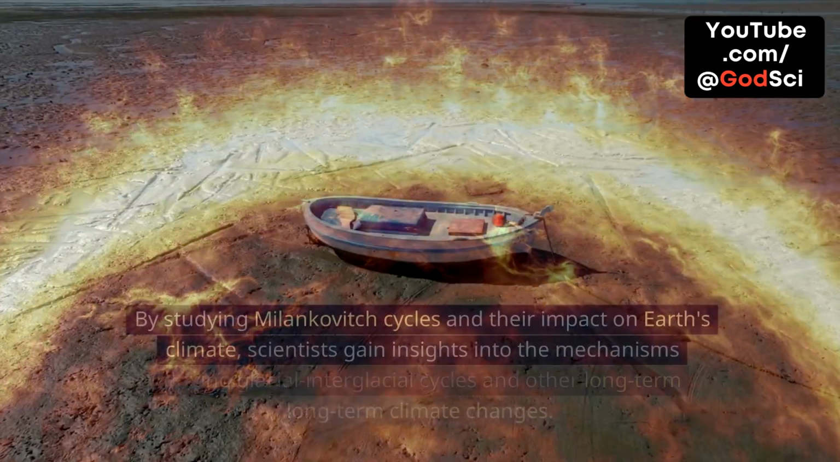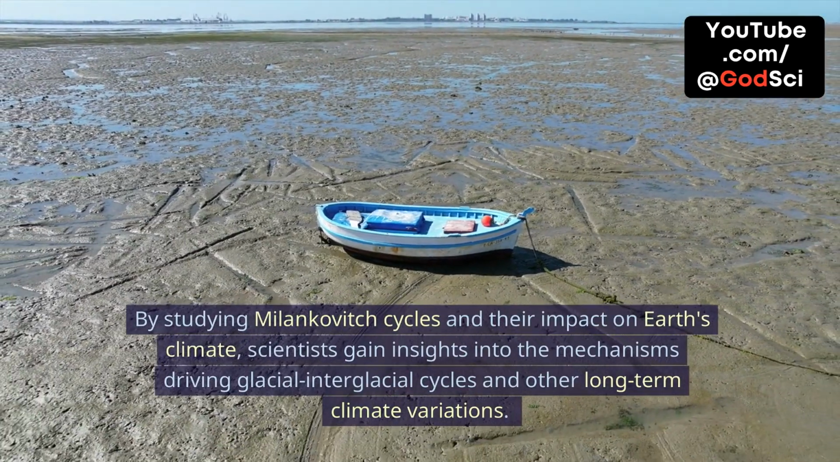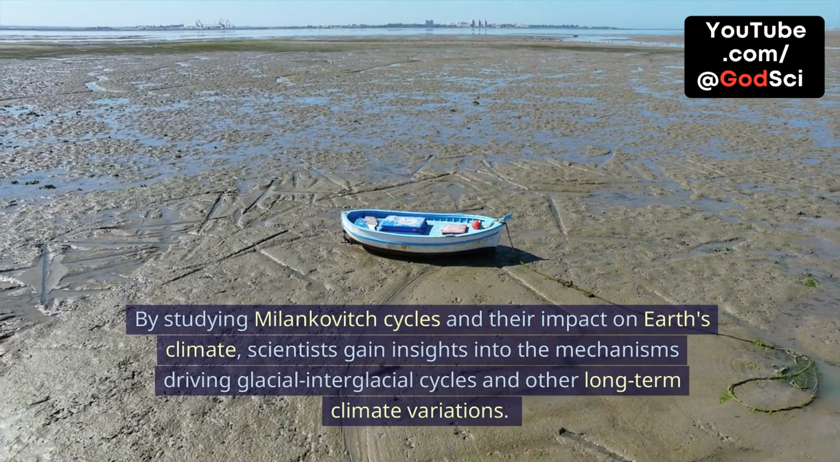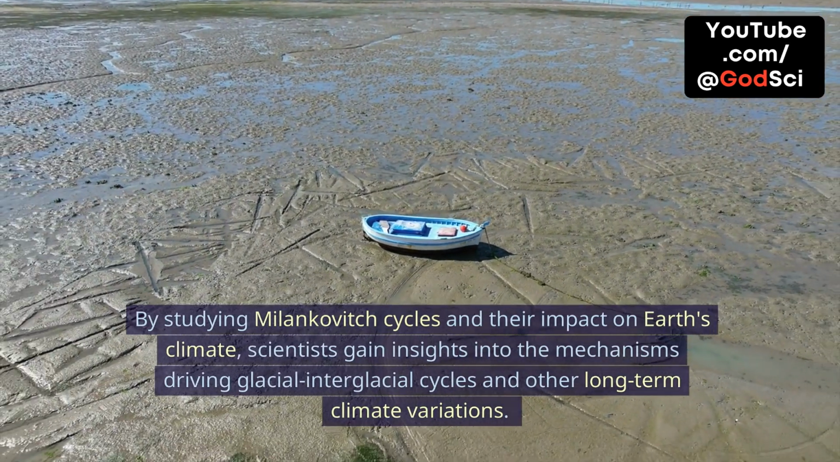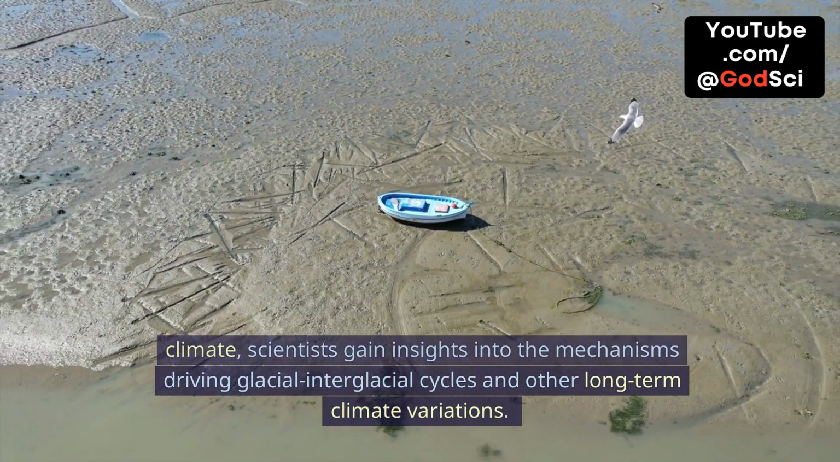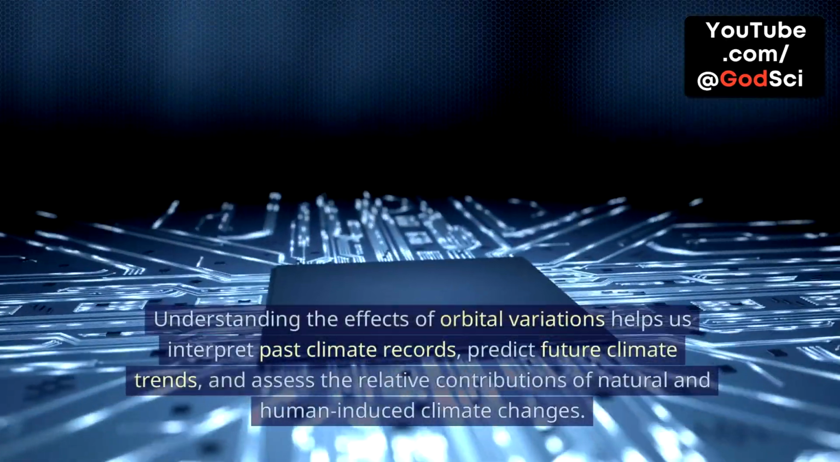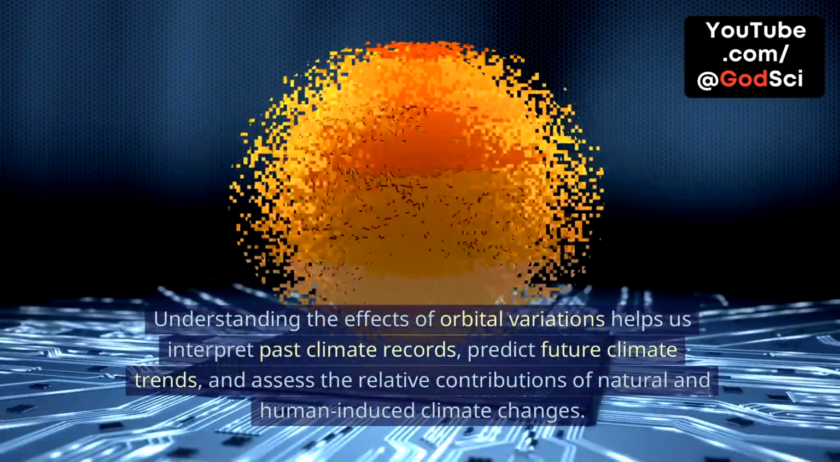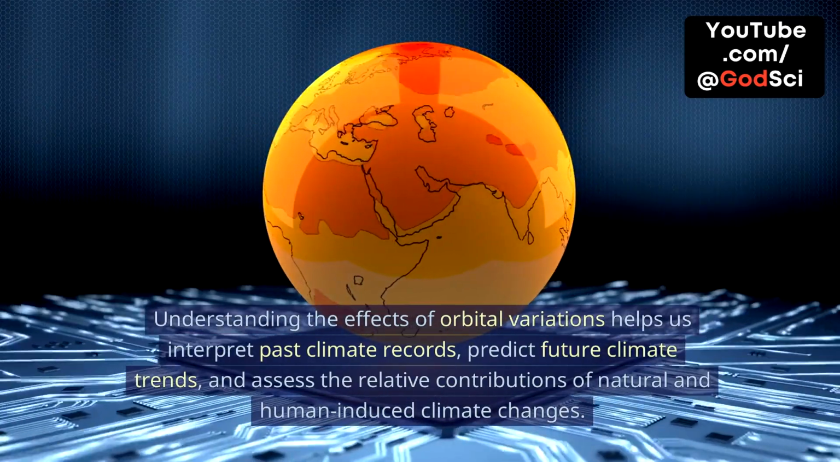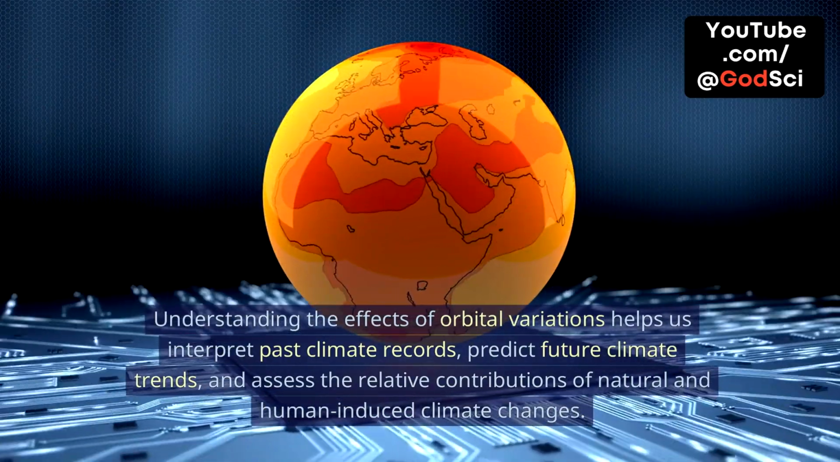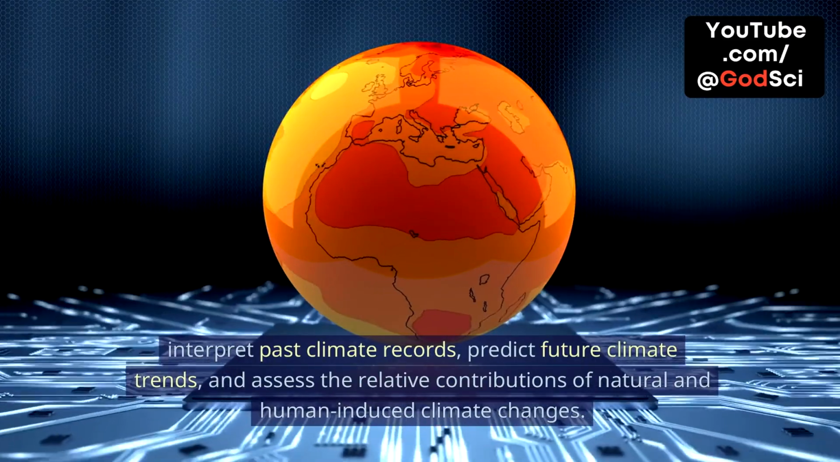By studying Milankovitch cycles and their impact on Earth's climate, scientists gain insights into the mechanisms driving glacial interglacial cycles and other long-term climate variations. Understanding the effects of orbital variations helps us interpret past climate records, predict future climate trends, and assess the relative contributions of natural and human-induced climate changes.